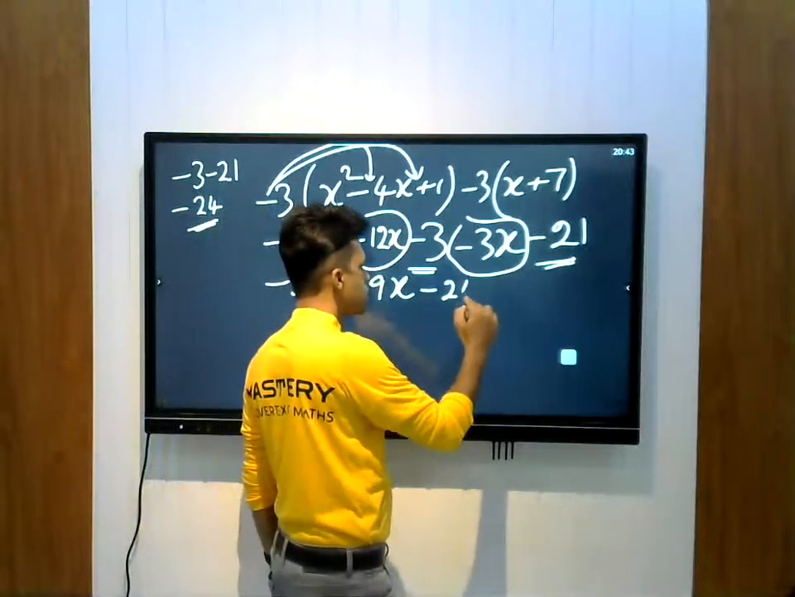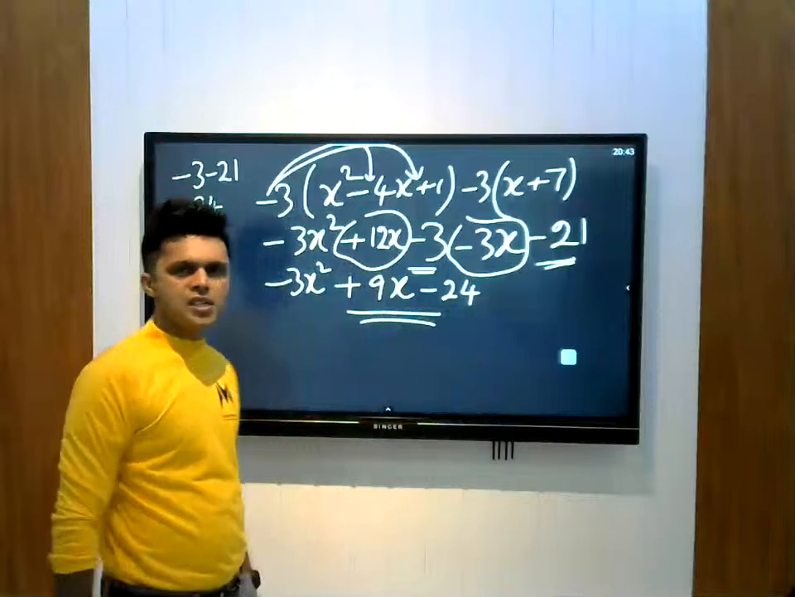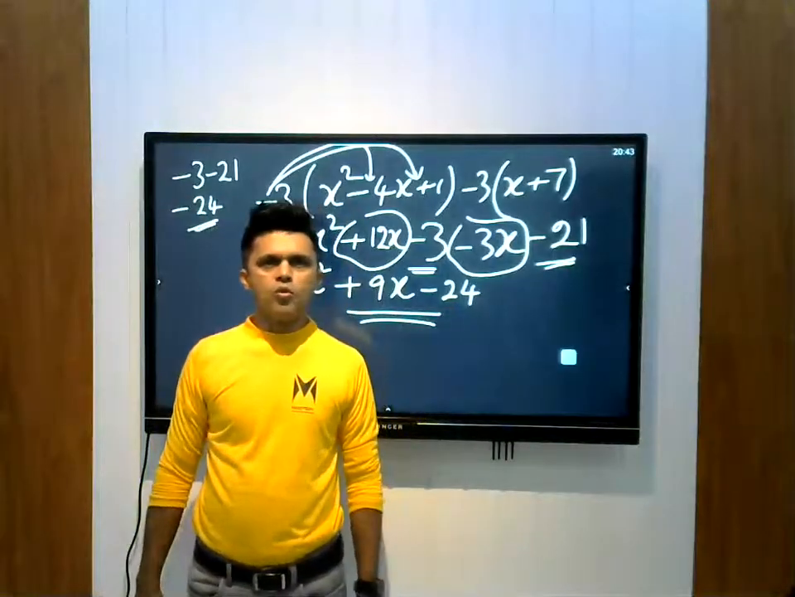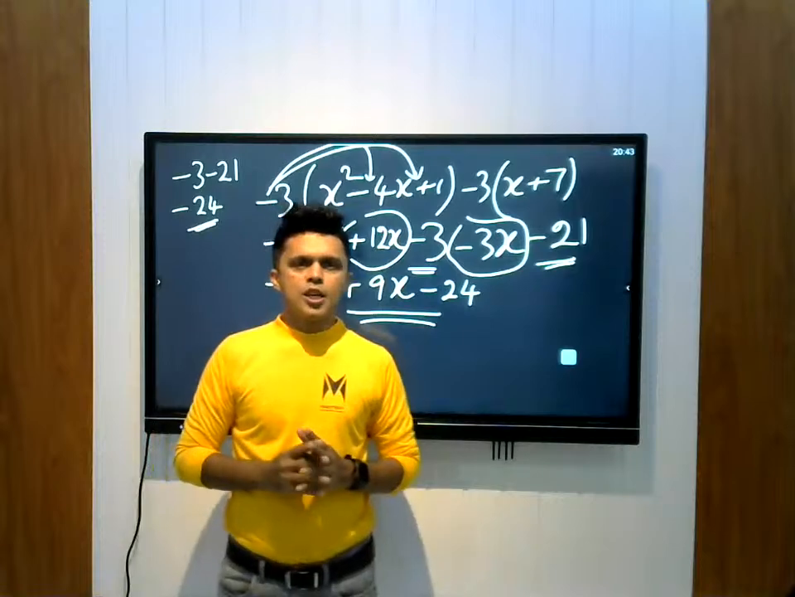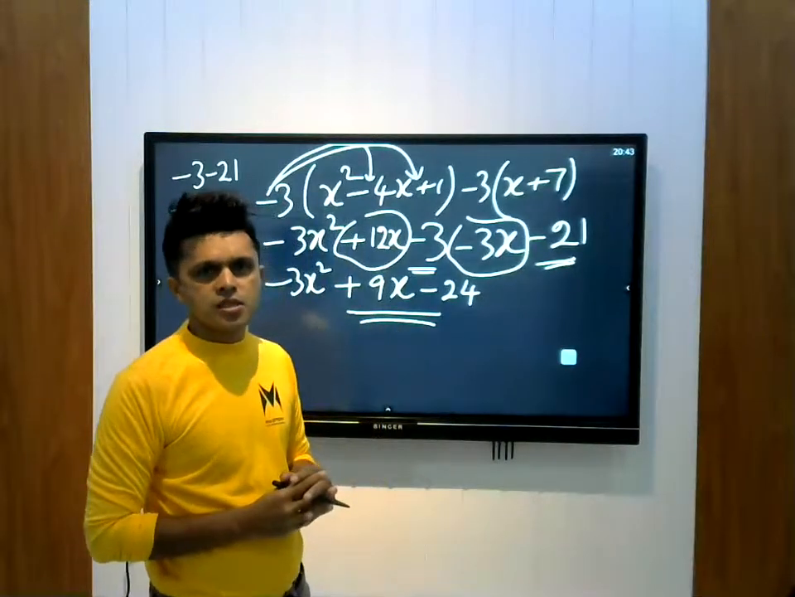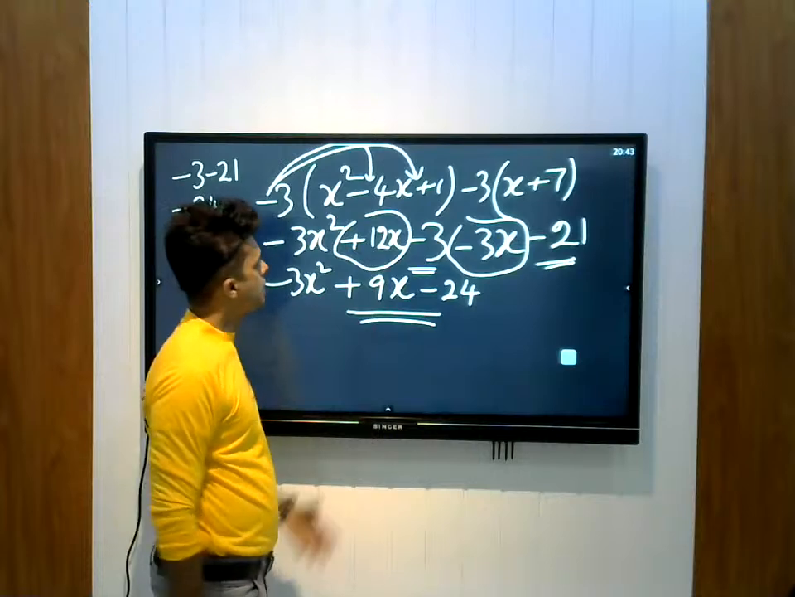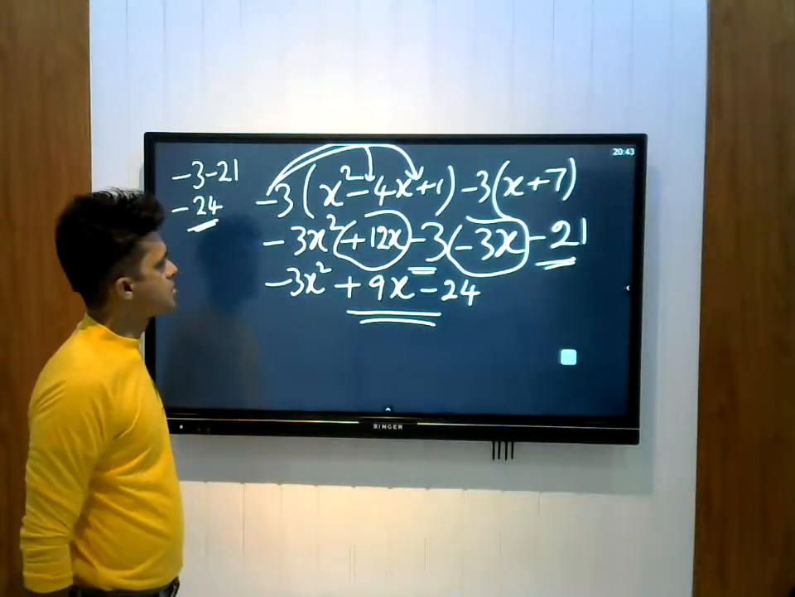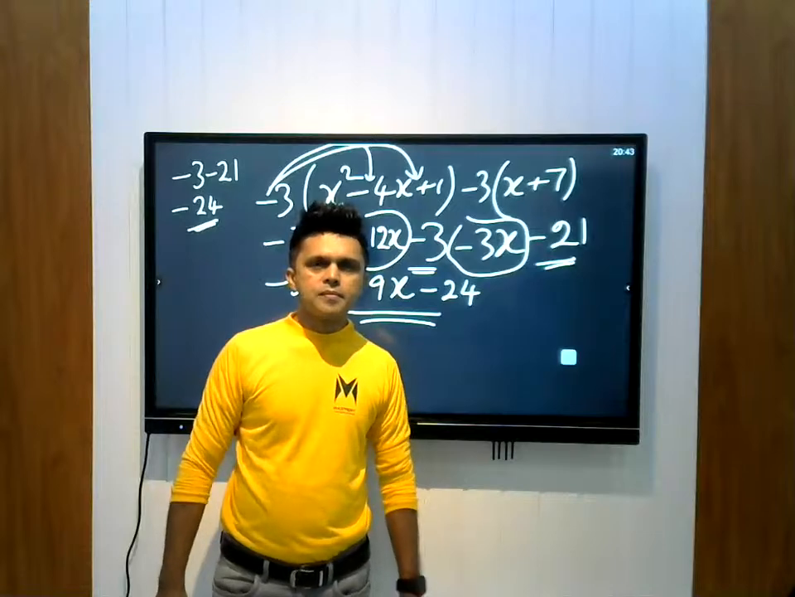Is it possible to simplify these terms more? Really, you can't. The reason is that these are unlike terms: an x squared term, an x term, and a digit. Therefore, you can't add these terms.